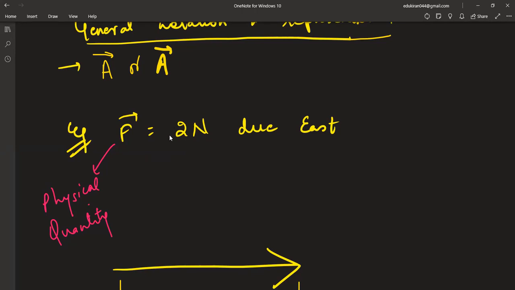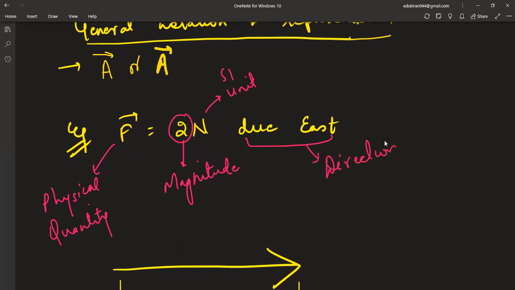When we talk about 2 Newton, just the number 2, except for the signs or anything else which is written, this is called the magnitude. Now, what is Newton? Newton is the unit. This is the SI unit, in fact. And what is due east? Due east is the direction. Why? Because we are talking about only vectors now. So in your vectors, you will be having a magnitude.